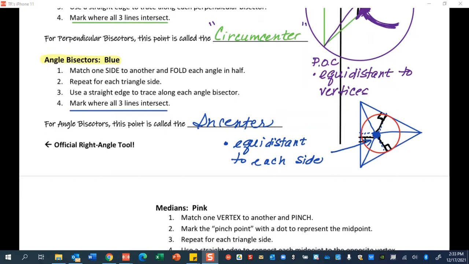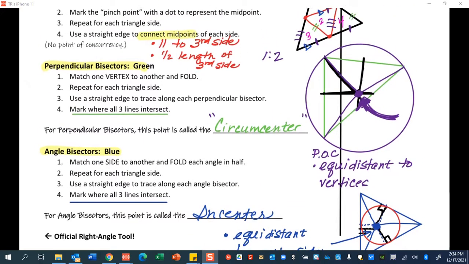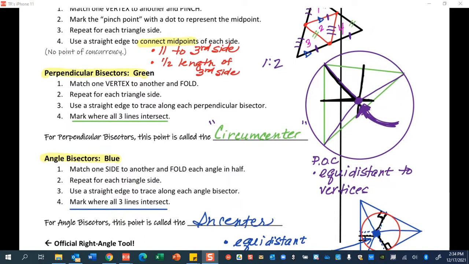The interesting thing was that whether it's acute, right, or obtuse, it doesn't matter. This point of concurrency is always inside the triangle. With our circumcenter, our right triangle is on the triangle, and our obtuse triangle is outside.